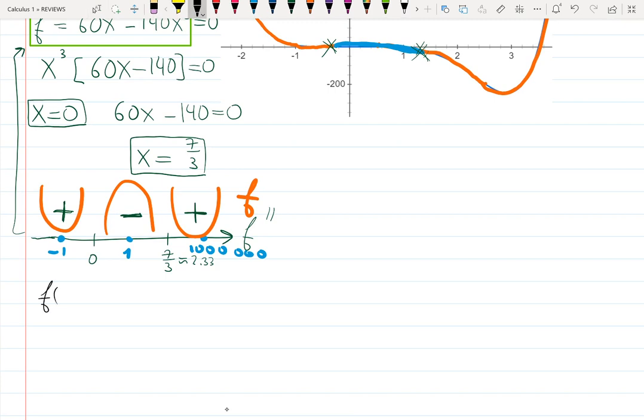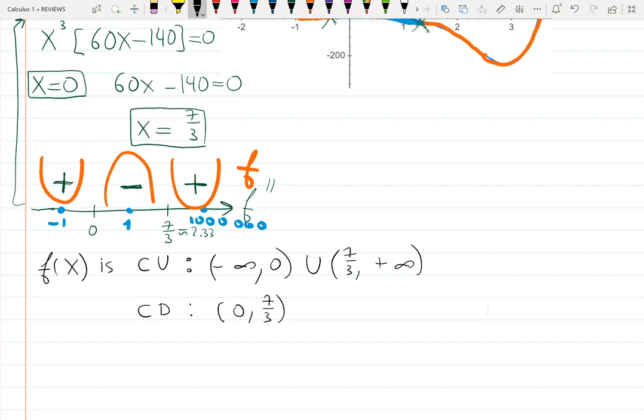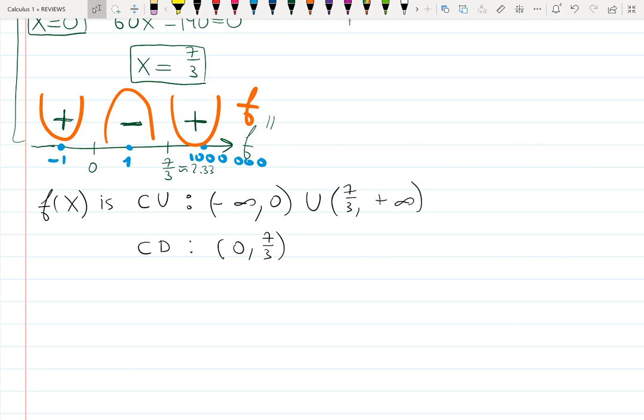Let's write this down. F of x is concave up, CU, from -infinity to 0, and then from 7/3 to plus infinity. F of x is concave down from 0 to 7/3. You see, I'm not including those points, 0 and 7/3, because at these points the second derivative is 0. And these 2 points change the concavity, and they are both in the domain. So x equals 0 and 7/3 are both points of inflection. Wow, that's a very good result.